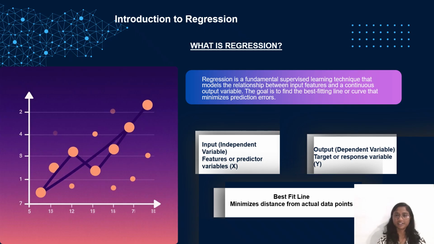So, introduction to regression. What is regression? Regression is a fundamental supervised learning technique that models the relationship between features and a continuous output variable. The goal is to find the best fitting line or curve that minimizes prediction error. Here we will use one input variable, the independent variable, feature or predictor variable, that is X, and the second one is the output, the dependent variable, target or response variable, that is Y.